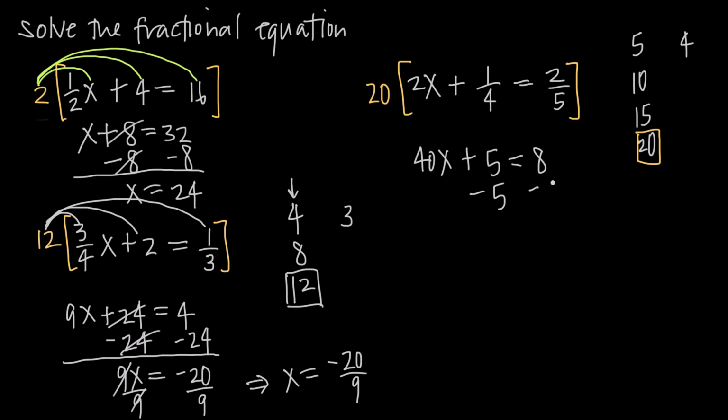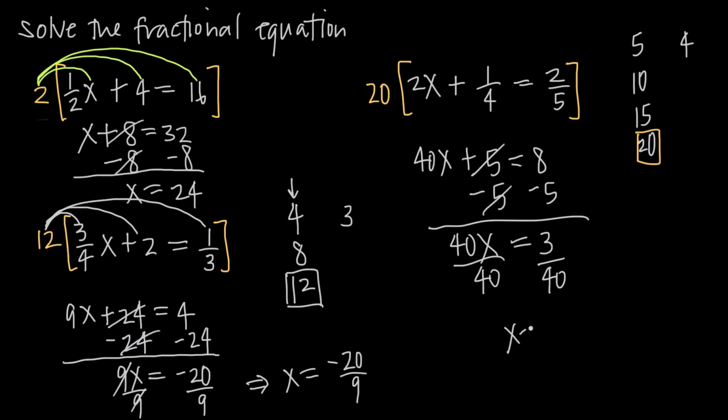Subtracting 5 from both sides leaves us with just 40x on the left because we get positive and negative 5 to cancel. 8 minus 5, or 8 plus a negative 5, is 3. And when we divide both sides by 40, we're going to get x is equal to, when we get our 40s to cancel, 3 over 40. The greatest common factor of 3 and 40 is just 1, so we can't reduce this fraction at all, and x equals 3 over 40 is the solution to this fractional equation.